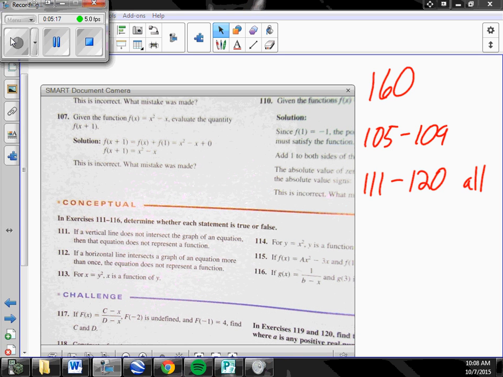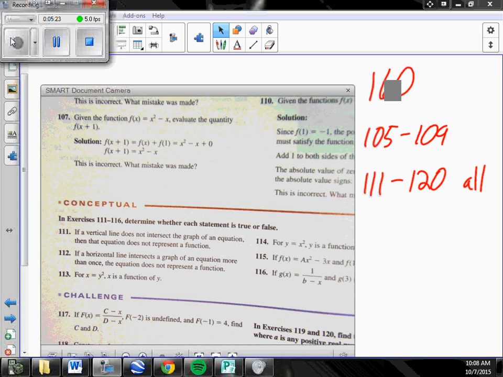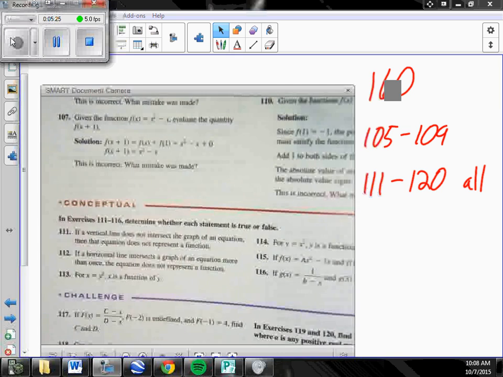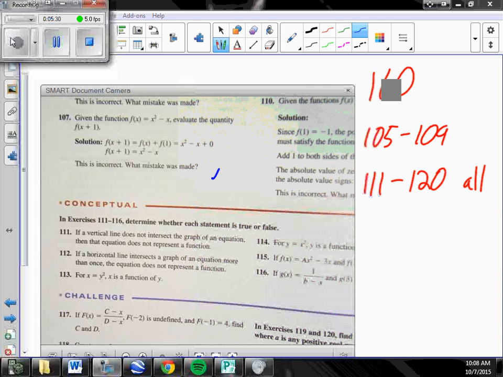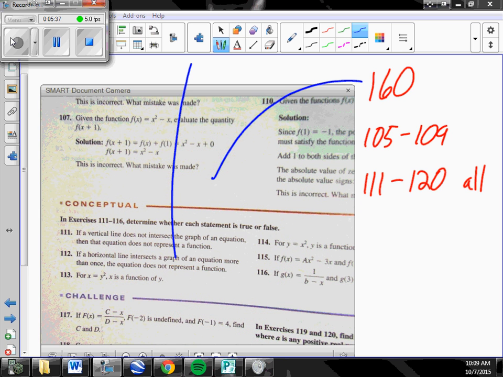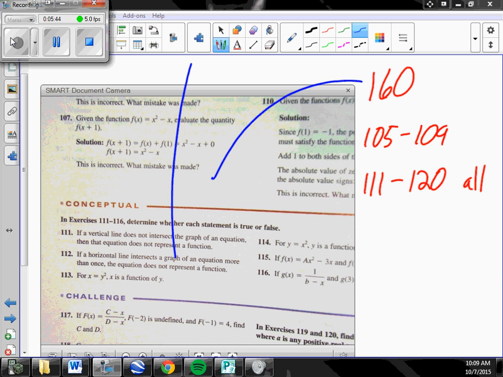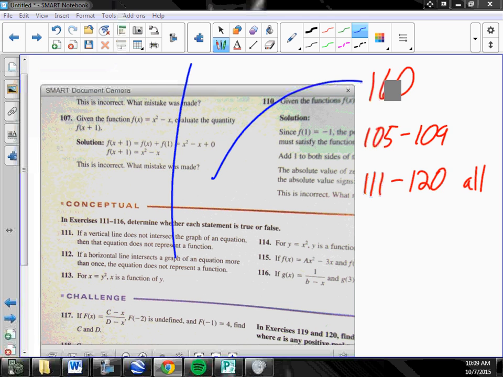Okay, 111. If a vertical line does not intersect the graph of an equation, then that equation does not represent a function. Why? A square root graph has vertical lines that don't intersect, and yet it's still a function. So the vertical line test does not say it has to intersect exactly once. It says at most once. It can intersect never, or not in a particular place. Doesn't have to hit once, it just can't hit more than once.